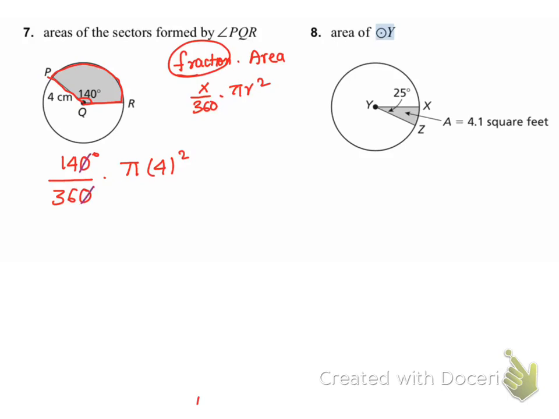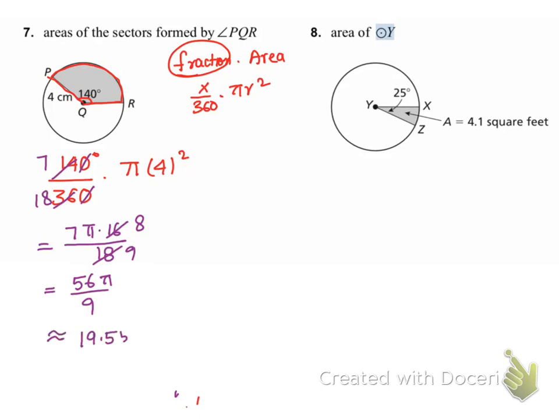This 0 gets cancelled, and here I'm just cross cancelling by 2, 7, and this is 18, and here 7 pi and 4 square is 16 over 18, and then I'm just going to reduce it by 2, it's 16 and 9, and what we get is 56 pi over 9, and when you plug it in you roughly get, to the nearest hundredth, 19.55 centimeters square.